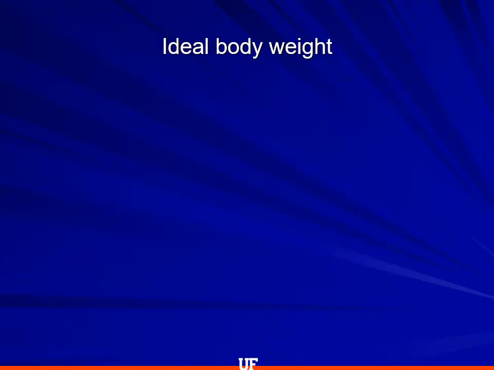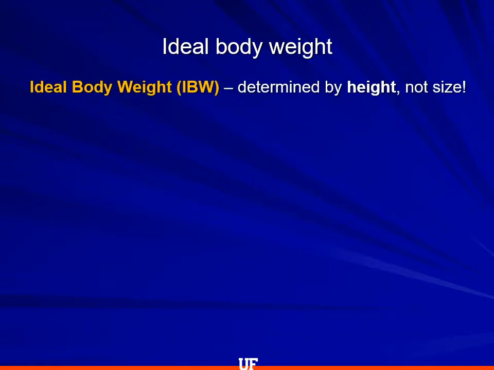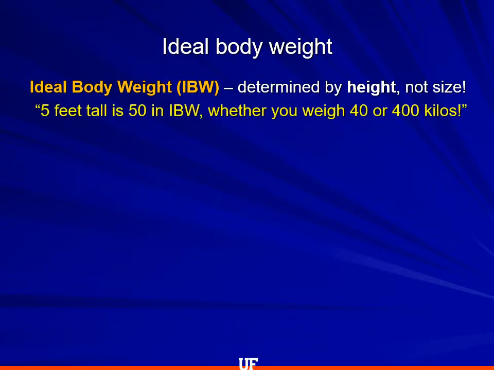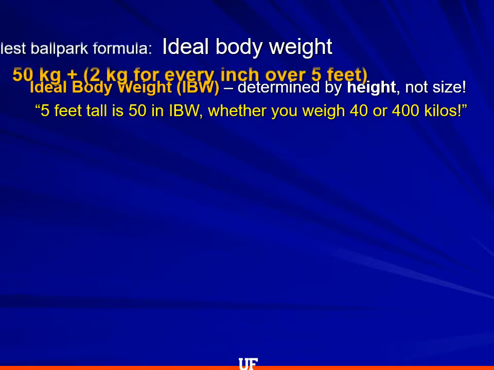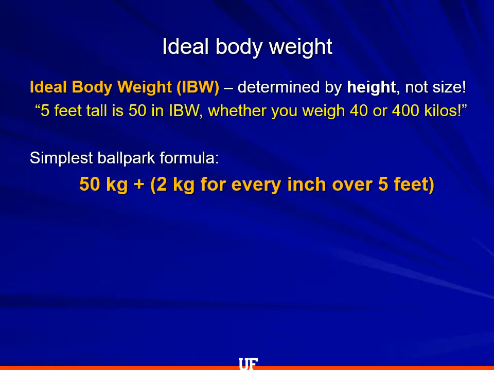But we need a little math because we need to be able to calculate ideal body weight. And again, what's cool about ideal body weight is it's based on height, not actual weight. So if you have 2 patients who are both 5 feet tall, one is 40 kilos, one is 400 kilos, they are the same ideal body weight. There are a lot of formulas, but the easiest one for ideal body weight is this. You get 50 kilos for being 5 feet tall. You get 50 kilos for showing up. And for every inch over 5 feet tall that patient is, they get 2 extra kilos of ideal body weight.